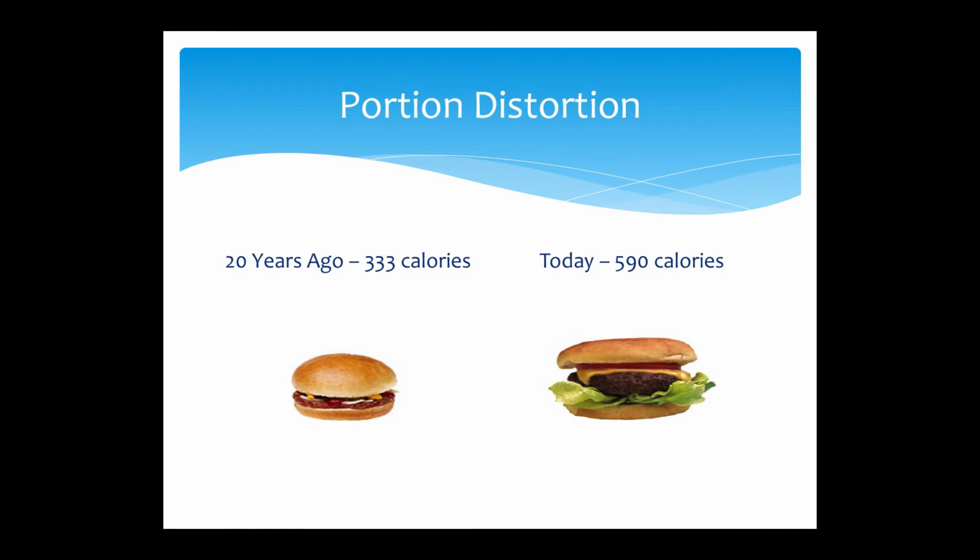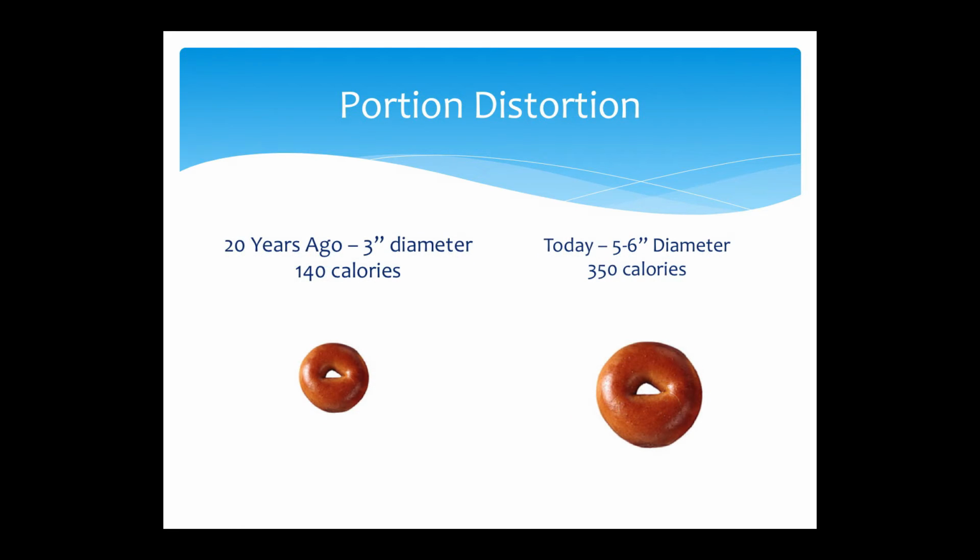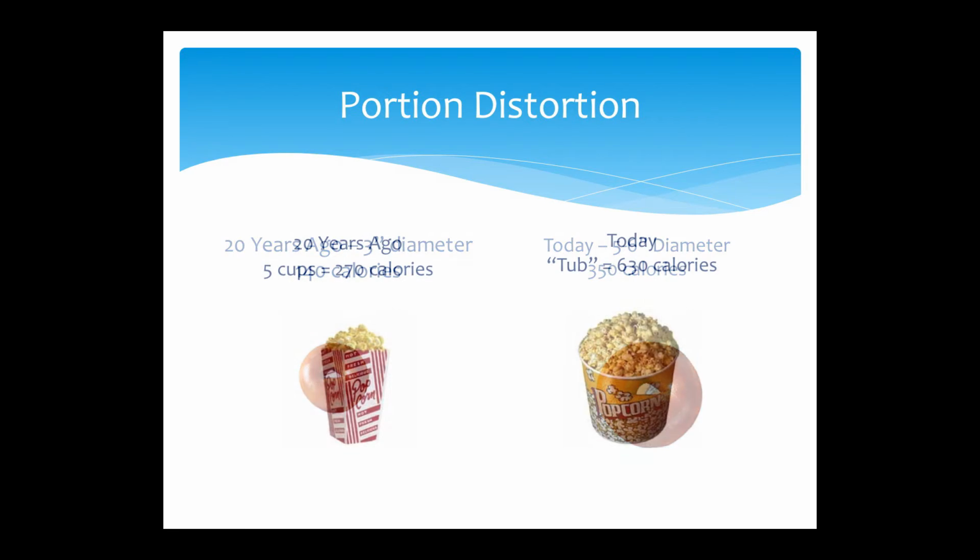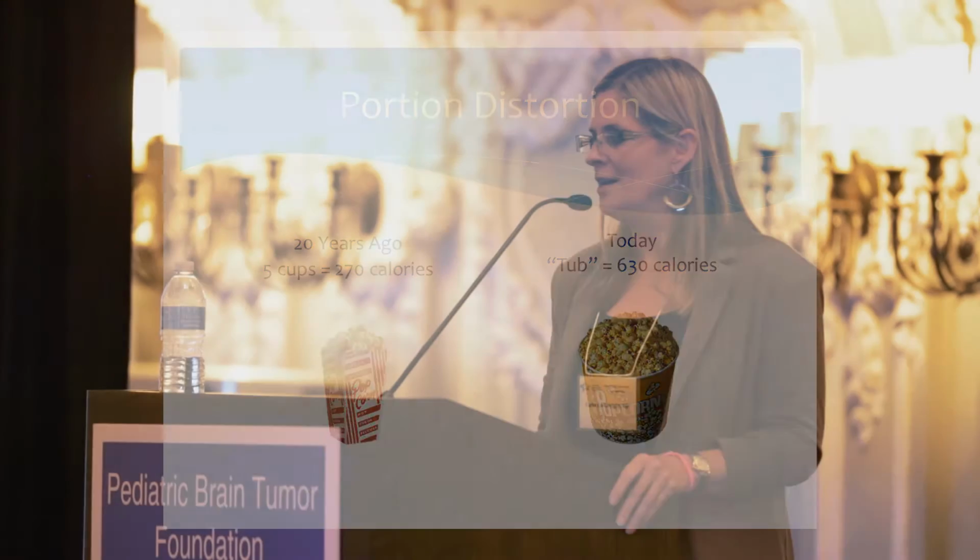Hamburger, look at the size difference, 330 calories versus 590, almost double. A bagel, 140 versus 350. And popcorn, 270 calories versus 630. And we think nothing of this to get this. And I don't have the French fries and Coke on here.